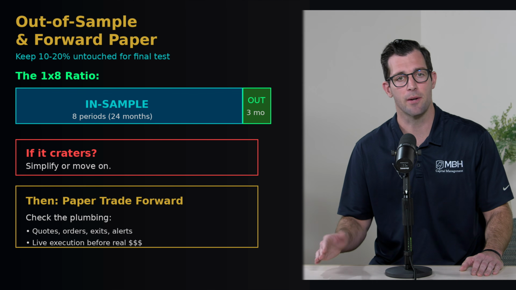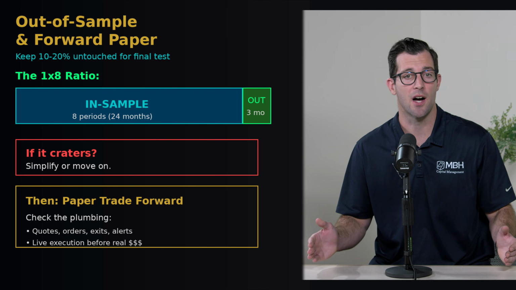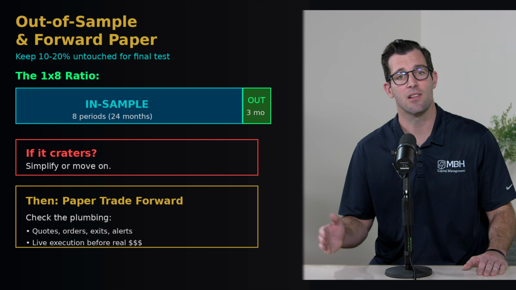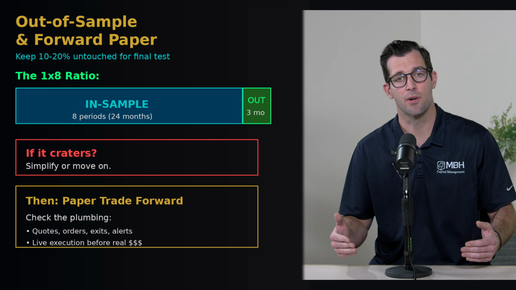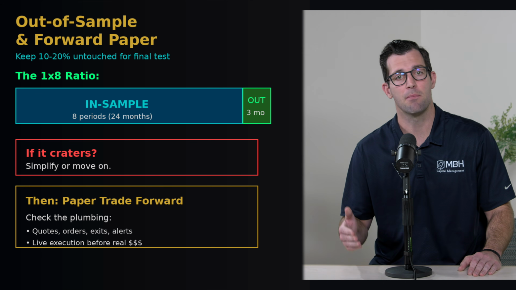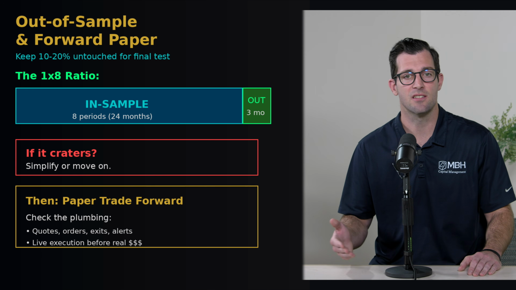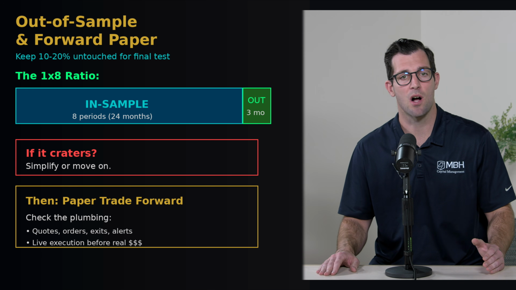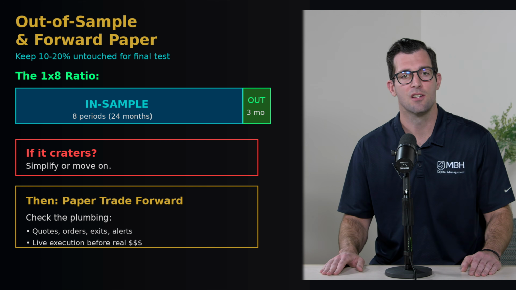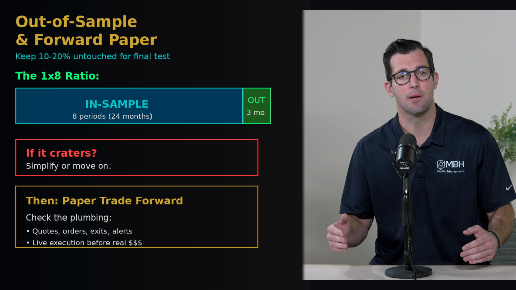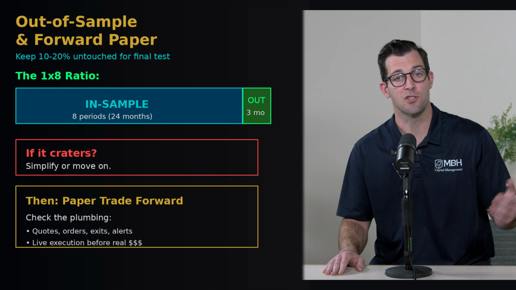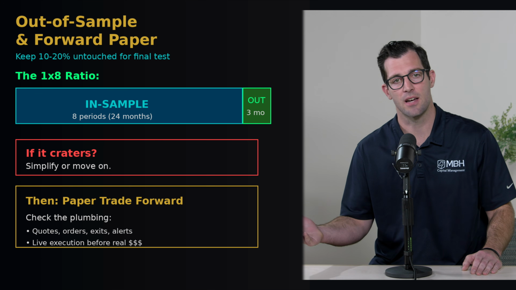Keep 10 to 20% of the most recent data untouched and walk forward. If the live slice craters your performance, this is something you need to pay attention to. Paper trade it forward to understand what it looks like for a bit, and check the plumbing, the exits, and the quotes. My tip is to walk forward with a 1/8 analysis. So for every period you have out of sample, you have 8 periods in sample. This would look like a 24-month look back with 3 months out of sample.